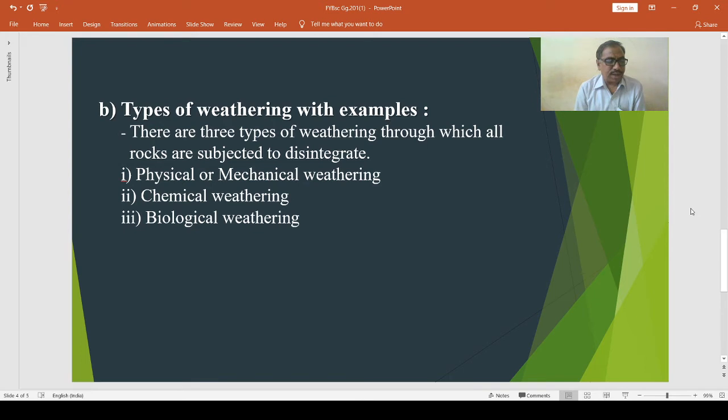The rate of mechanical weathering is always a maximum in tropical and subtropical deserts.